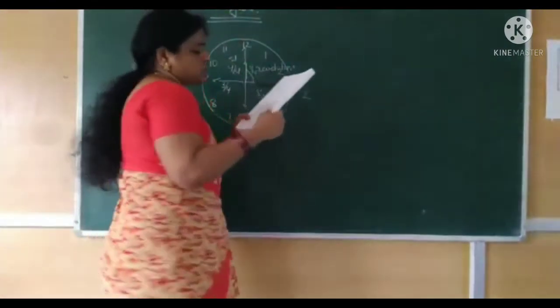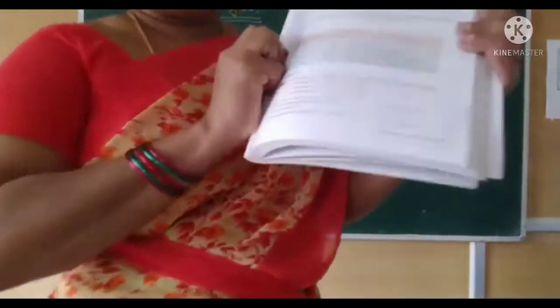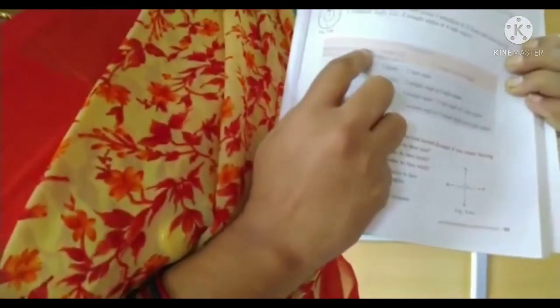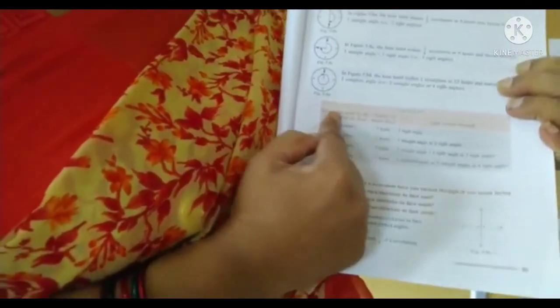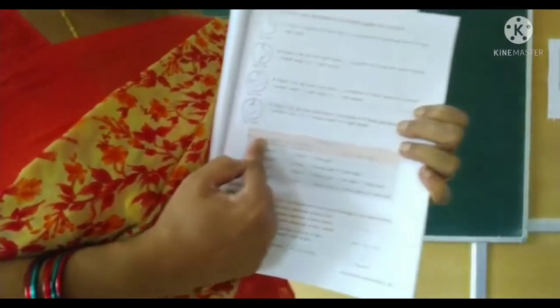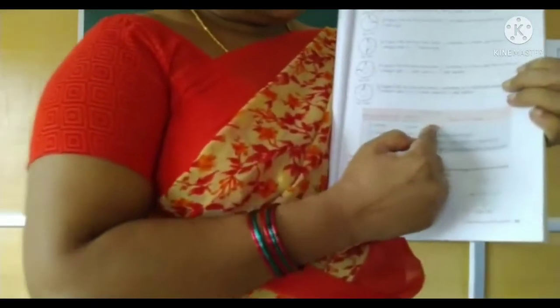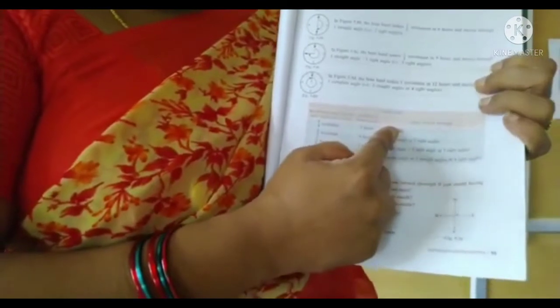See here, this is the summary. Revolution made by the hour hand of the clock. 1/4 of the revolution means how much time taken? 3 hours time taken. How much the angle? 1 right angle.